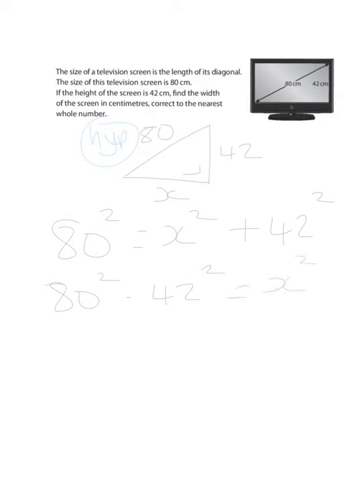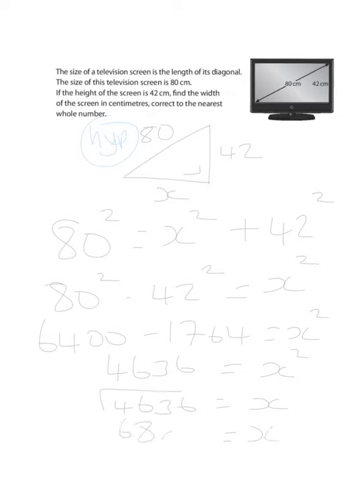Working out that 80 squared is 6,400, minus 42 squared, which would work out to be 1,764, is equal to x squared. x squared is equal to 4,636. So x is equal to the square root of 4,636. And it says give your answer to the nearest centimetre, or the nearest whole number. So x works out to be 68 centimetres. So 68 centimetres.